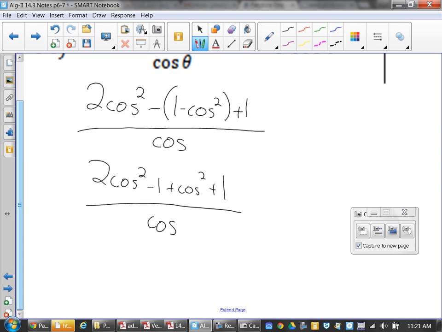2 cosine squared plus a cosine squared is how many cosine squared? 3 cosine squared. What's negative 1 plus 1? 0. 3 cosine squared over cosine is 3 cosine. Using the Pythagorean identity is how you set that one up.